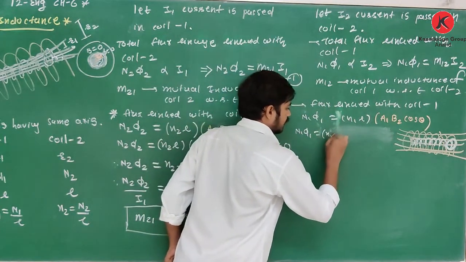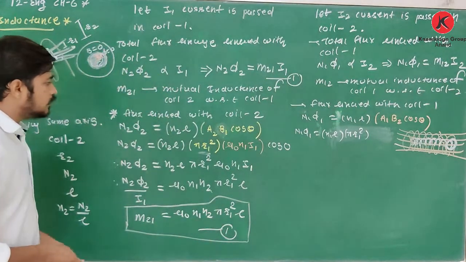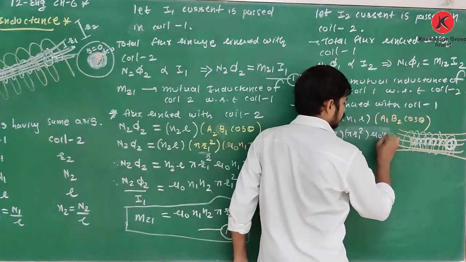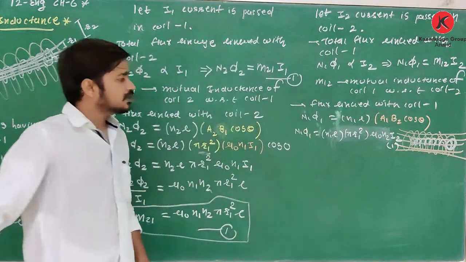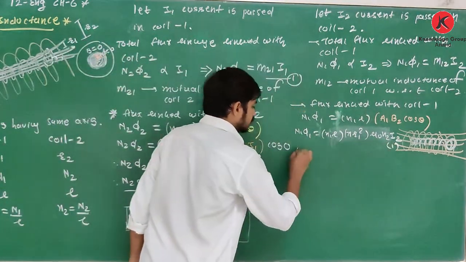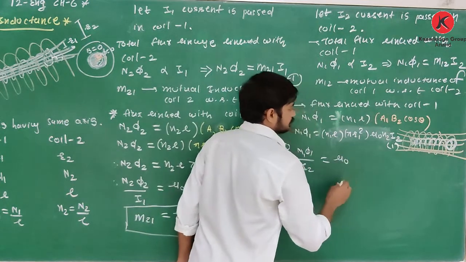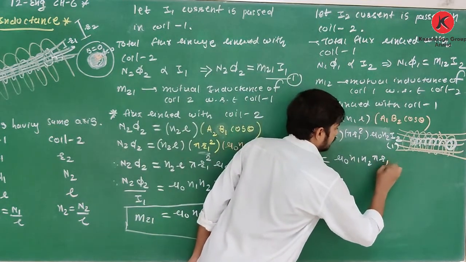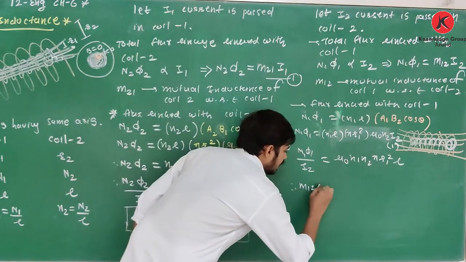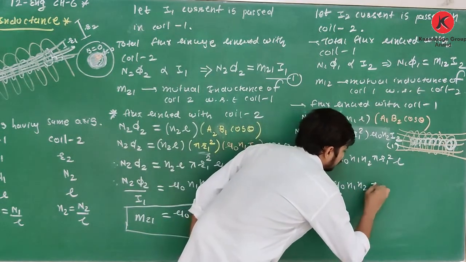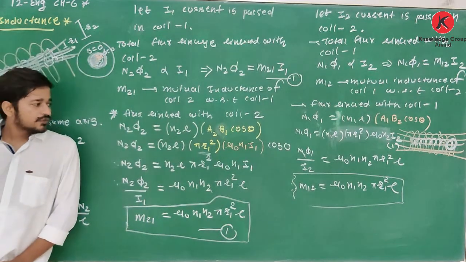Then how to write this equation? N1 phi is equal to N1 and A1, which is pi r1 square, times B2. How to find B2? B2 is equal to mu 0 N2 I2 cos theta, and again theta will be 0, so here it is cos 0. Clear about this? Now take this I2 this side. So N1 phi 1 upon I2, if you arrange these terms again, is mu 0 N1 N2 pi R1 square upon L. Therefore M12 is equal to mu 0 N1 N2 pi R1 square upon L. It is the mutual inductance of coil 1 with respect to coil 2.